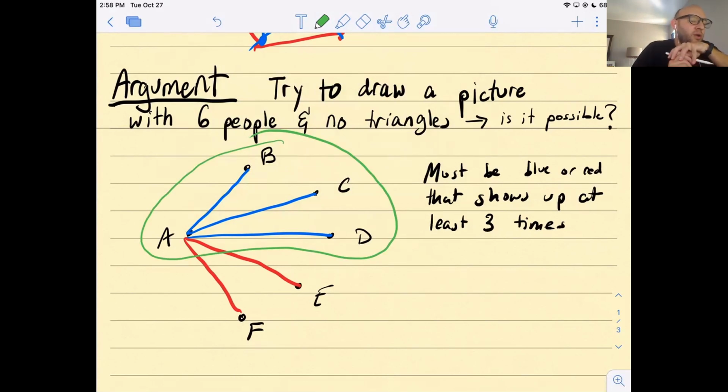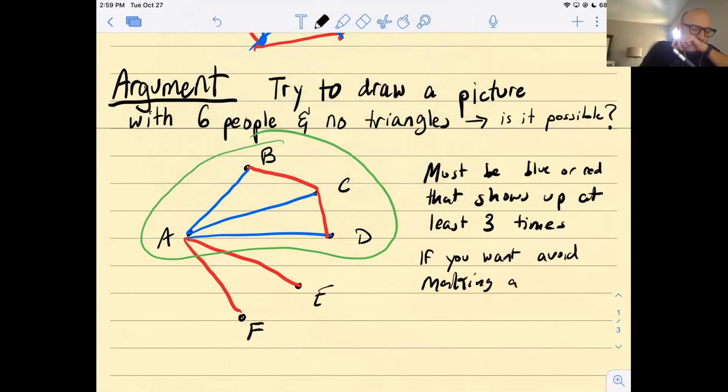Okay, now remember our goal. We want to avoid making a blue triangle. So how should I connect B and C? I want to see if it's possible to not make a blue triangle. So I should make them red, right? What should I make C and D? C and D should also be red. So assume that we have this configuration. If you want to avoid making a triangle, BC and CD should both be red.